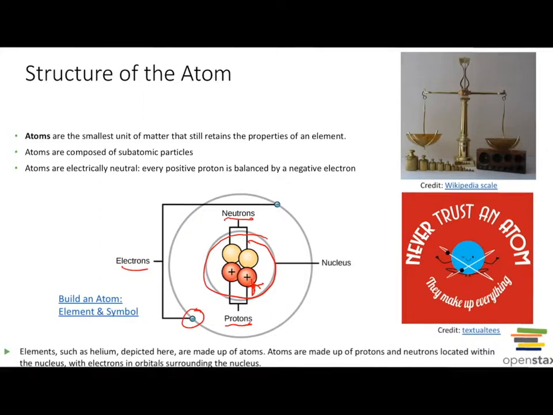Another thing to note is that atoms are electrically neutral. For every proton that we have here in the core of the atom, there should be another negative electron out here. So if we have two protons in this example, we are going to also have two electrons here to balance them out. That will make every positive and every negative equal. We will have an electrically neutral atom.